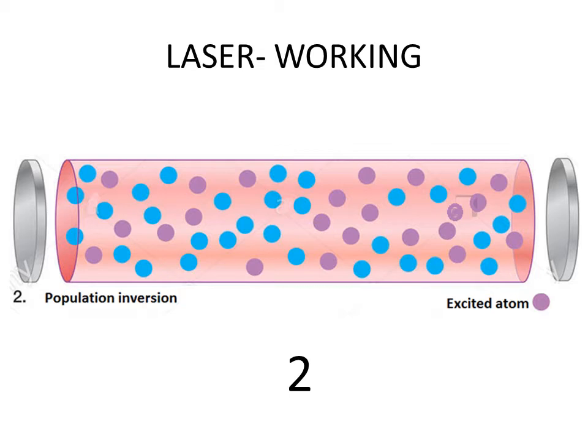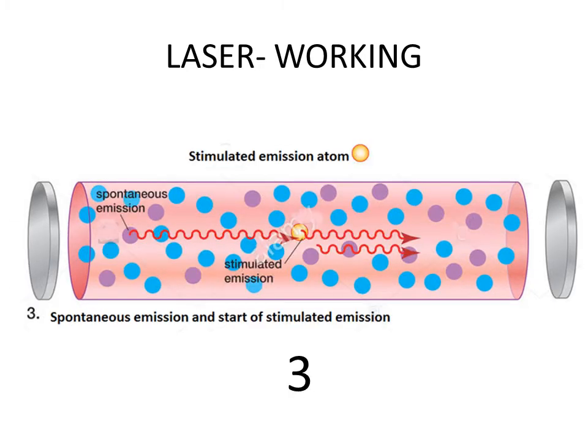So in order to create population inversion, we will inject some suitable type of energy into the active medium and will excite the atoms. During that process, the atoms that have absorbed energy will go to the excited state, and that is what is shown using these purple dots.